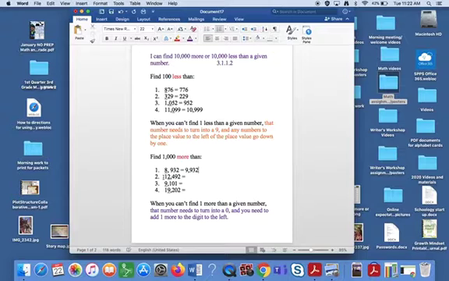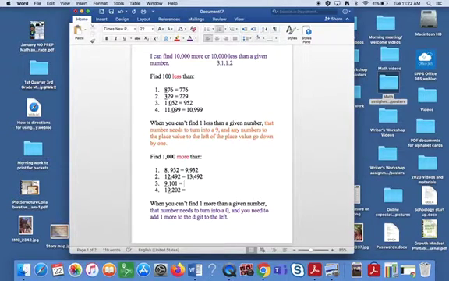Same thing here. We have 12,492. I know that right here I have the 2, and that 2 is going to change into a 3. It goes up by 1 in the thousands place value, and the 492 stays the same. So our new number is 13,492.